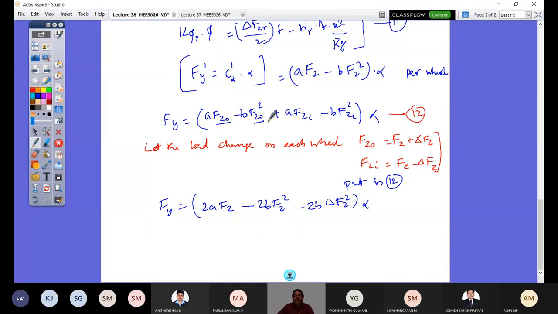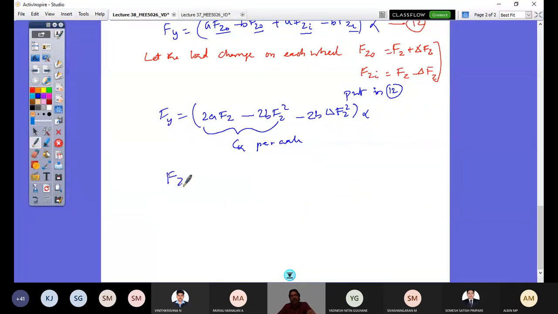So here, if I substitute Fz naught and Fzi, and then deduce, there are terms cancelling and there are terms added. So I get this. Now you look at 2a Fz, 2b Fz square. So this is C alpha per axle. So if I look at this now, I can write my lateral force per axle, Fy, as C alpha minus 2b delta Fz square into alpha, right? So let's call this equation 13, and this equation 14.